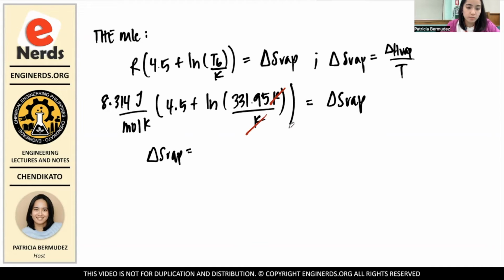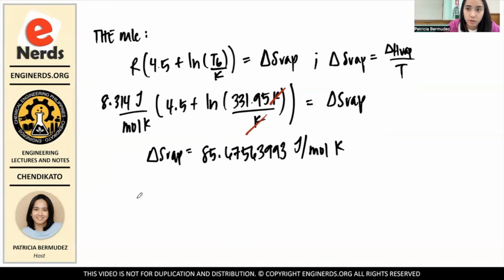So delta S VAP is equal to 8.314 times the quantity 4.5 plus ln of 331.95. Okay? And that is 85.67563993, and our unit is joules per mole Kelvin. Therefore, in order for us to find delta H, we have to multiply this by T. If we transpose this to the other side, it becomes multiplication, so it'll be delta S VAP times T.